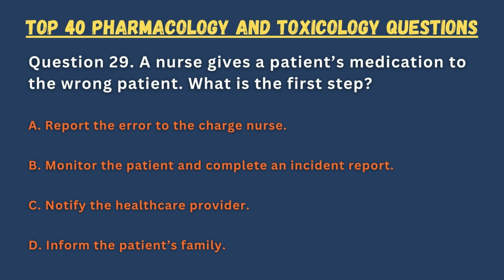Question 29. A nurse gives a patient's medication to the wrong patient. What is the first step? A. Report the error to the charge nurse. B. Monitor the patient and complete an incident report. C. Notify the healthcare provider. D. Inform the patient's family.